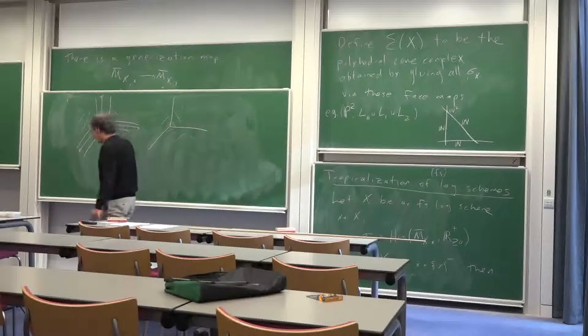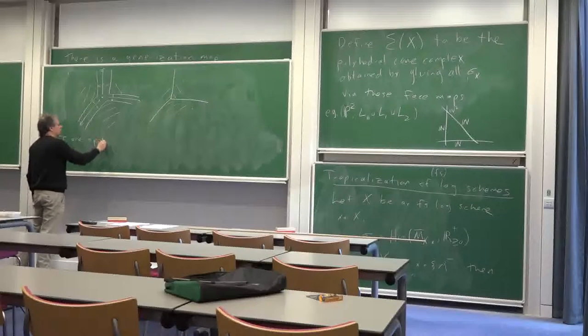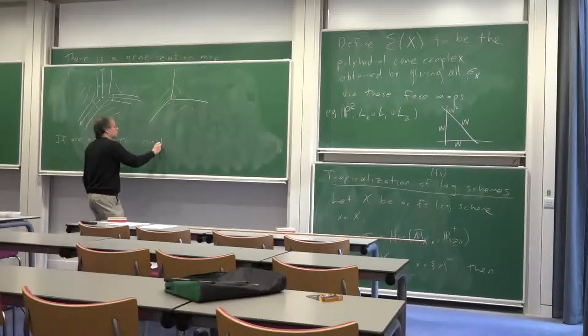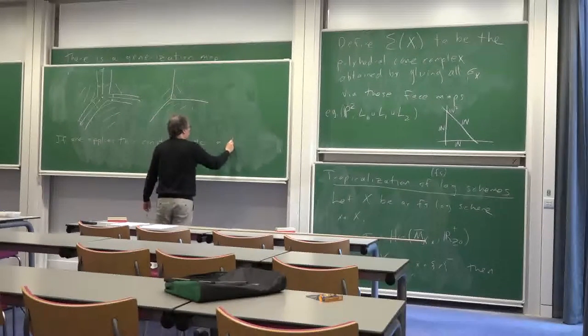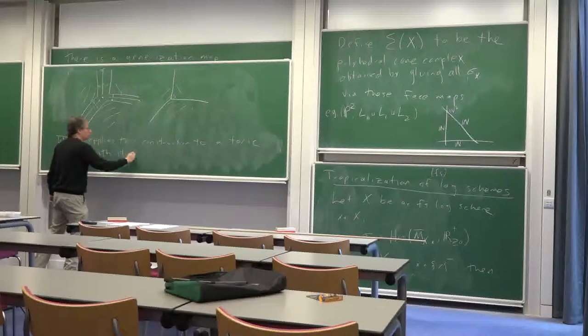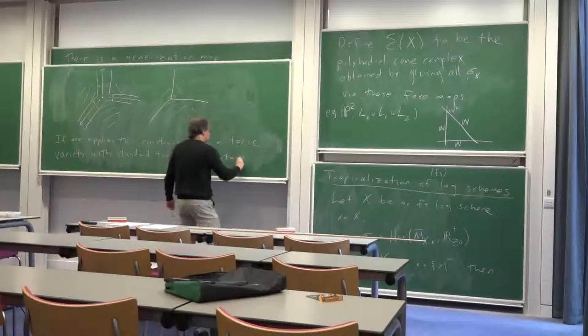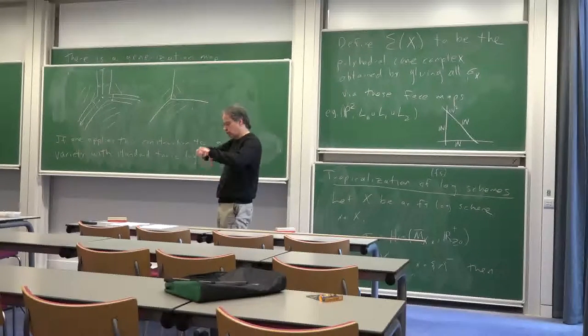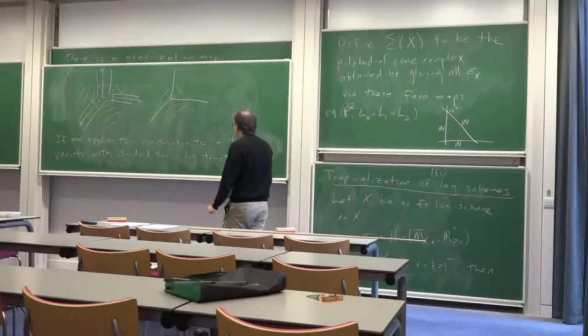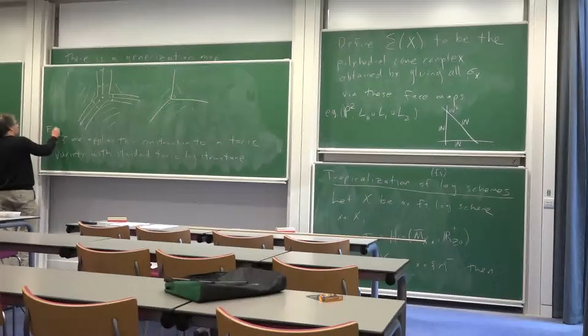So in general, if you apply this to a toric variety with the standard toric log structure, recall that's the divisorial log structure where you just take as divisor the complement of the big torus orbit. Then you just get the fan for the toric variety back. So I recommend this as an exercise to really make sure you understand everything. I think if you understand this exercise, you understand log schemes.